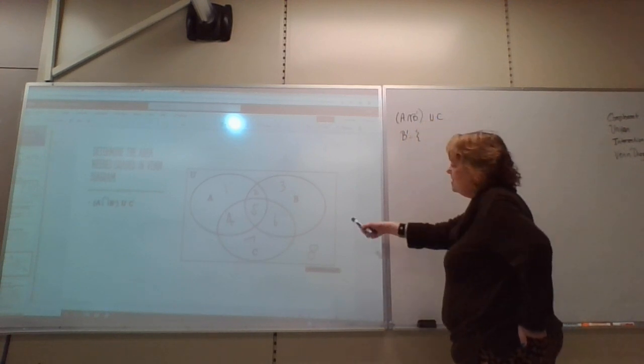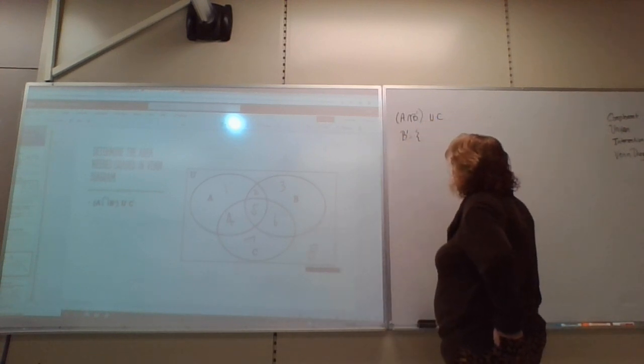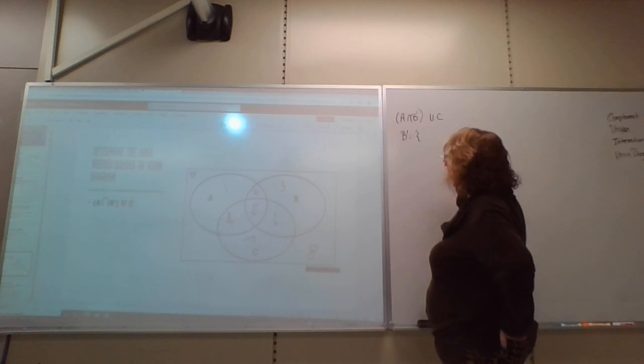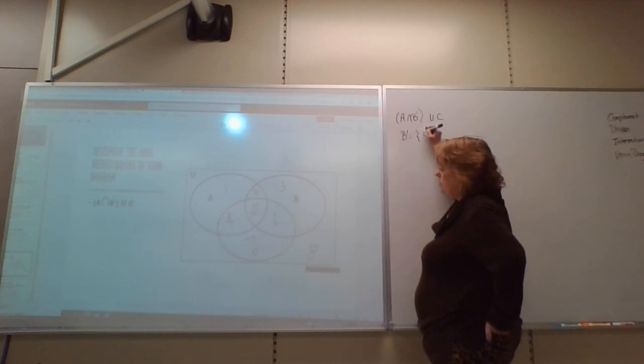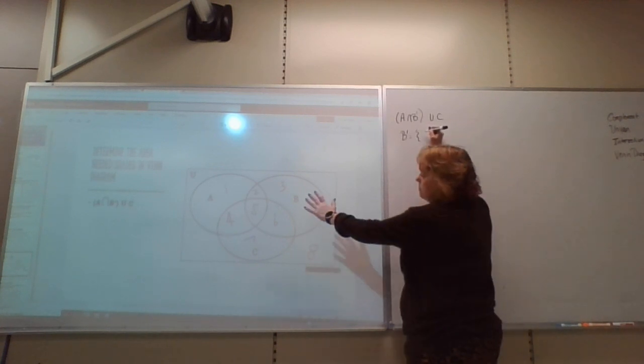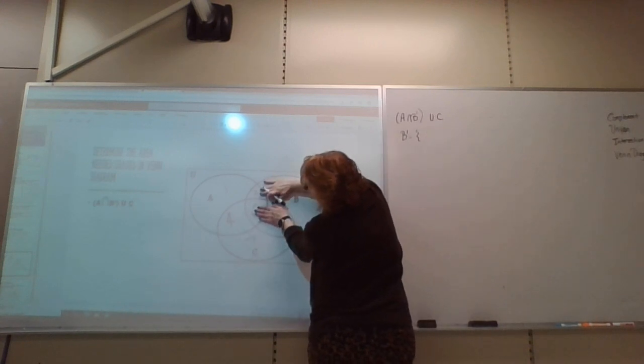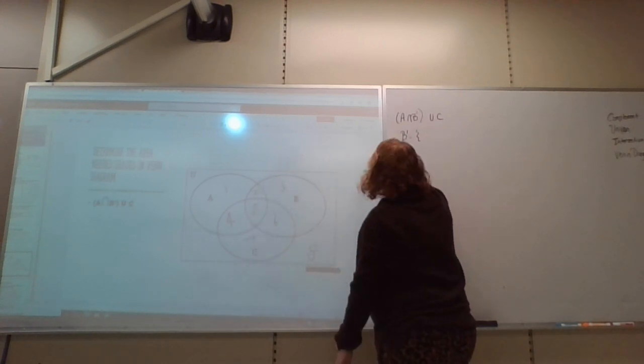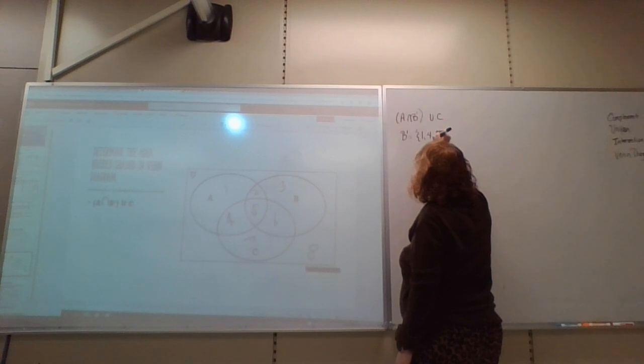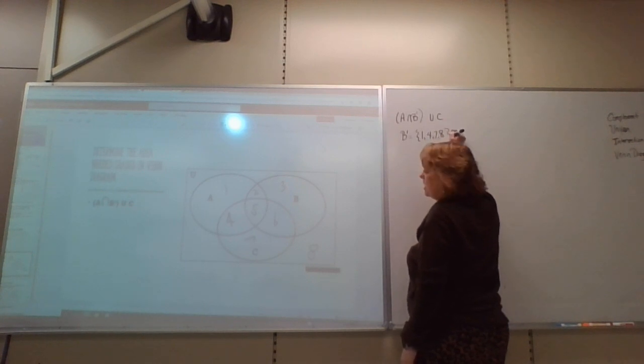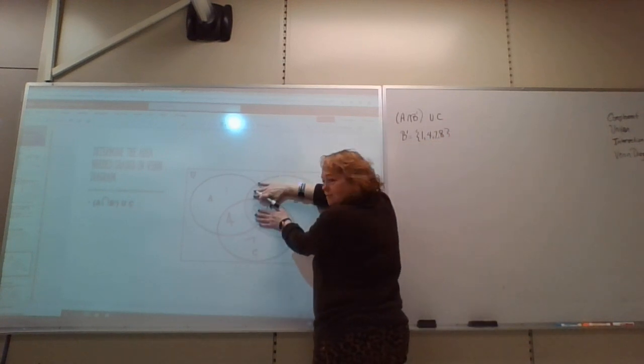So tell me what is in B complement, in order. Would it be 1? Yes. Would it be 2? No, it's in B. So you cover B up, and it would be 1, 4, 7, 8. Do you see how it worked? I covered up B.